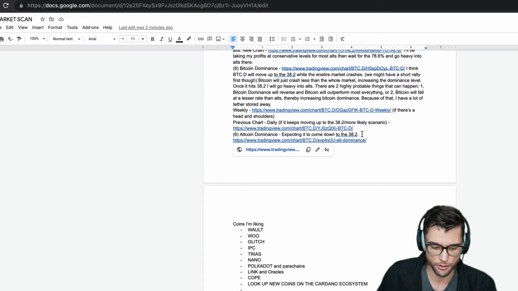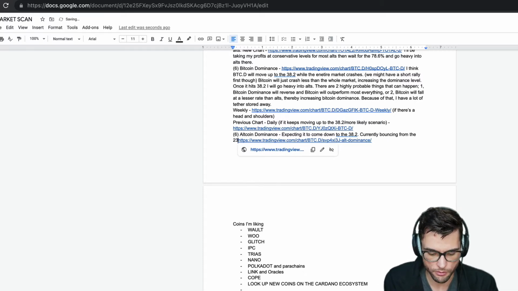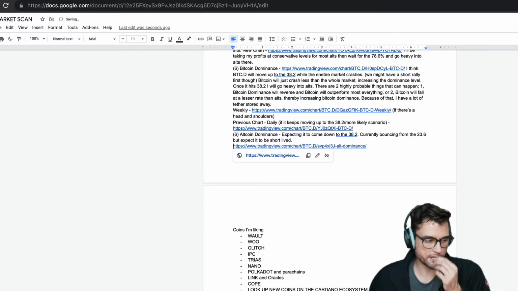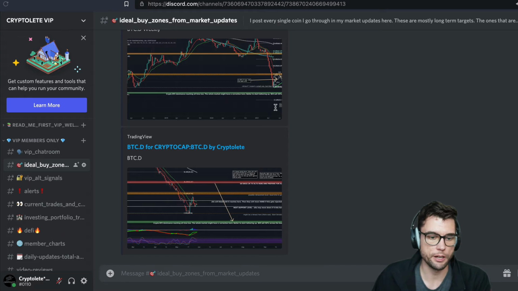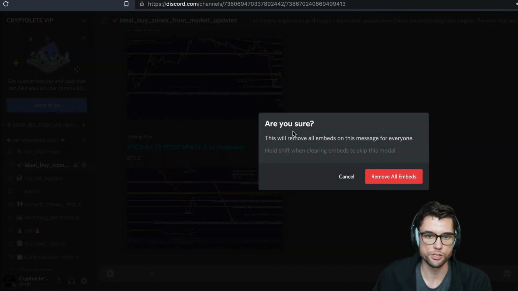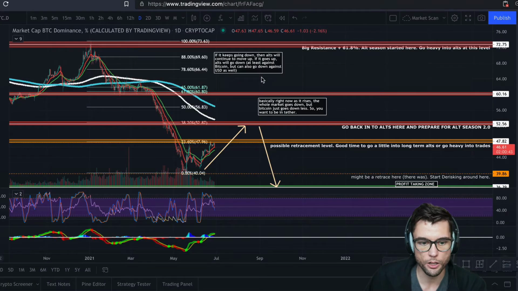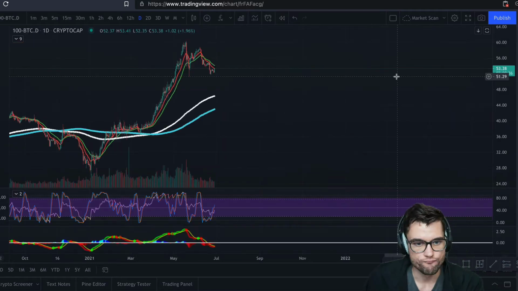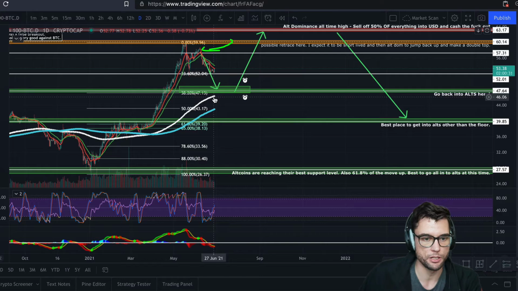Currently bouncing from the 23.6, but expect it to be short-lived. What I'm doing right now is really giving me a good picture into what my overall strategy is going to be. My overall strategy is to scale out of alts until it reaches... And look at this, it lines up perfectly with the 200 EMA.